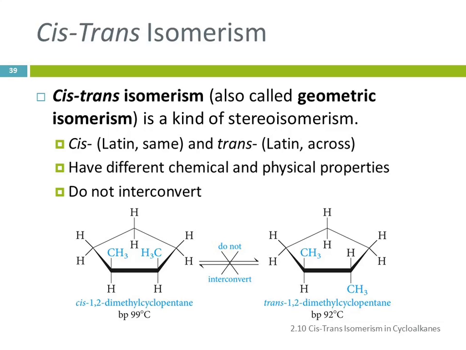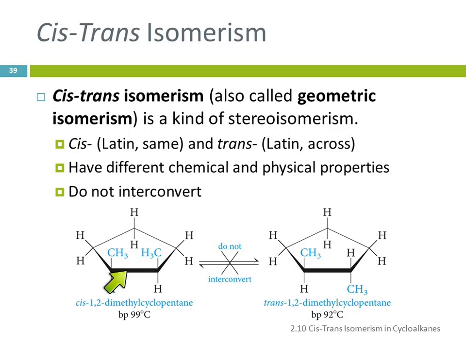And if we look here, the boiling point is listed. The boiling point of the cis isomer is 99, and the boiling point of the trans is 92. And that might not seem like a big difference, but these have the same molecular formula. And the difference is only in the position of that methyl group.